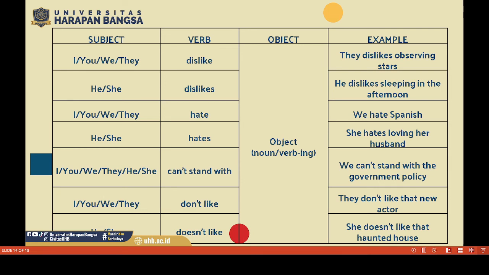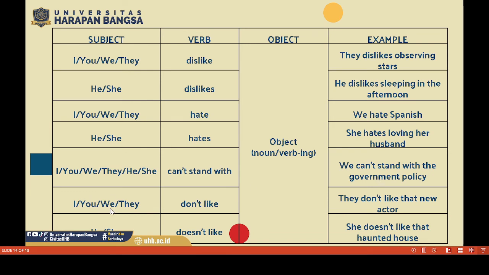Next we have cannot stand with. For cannot stand with, this is easy peasy, lemon squeezy because all the subjects can be used. It can be I, you, we, they, he, or she. The verb can use cannot stand with, and after it you may choose a noun or verb ing. As the example written here, we cannot stand with the government policy.